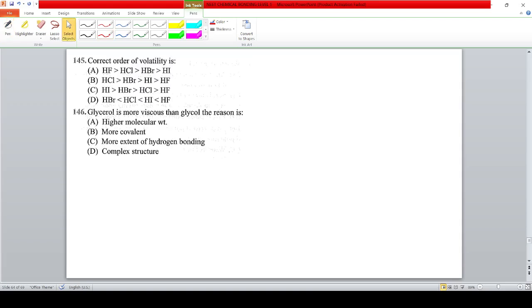Okay, right. Next, correct order of volatility of the given compounds. Which compound is most volatile? Here, HF, HCl, HBr, HI. The hydrogen bonds are very strong in this case because of very small size and more electronegativity. See here, this fluorine will be more negative and this hydrogen will be more positive. So the minus will be having a greater affinity. So the volatility is very less in the case of HF and very high in the case of HI. So the answer is option C.